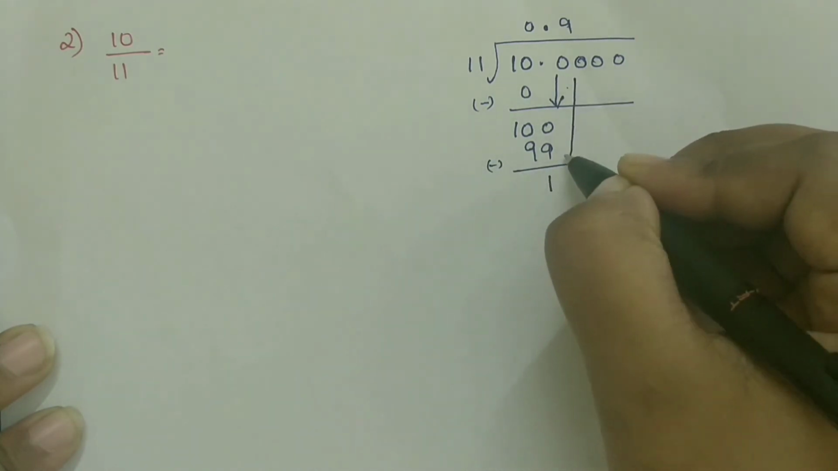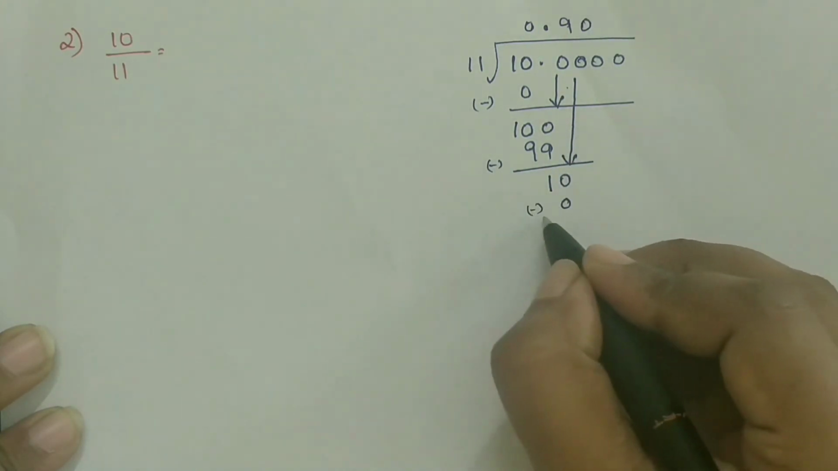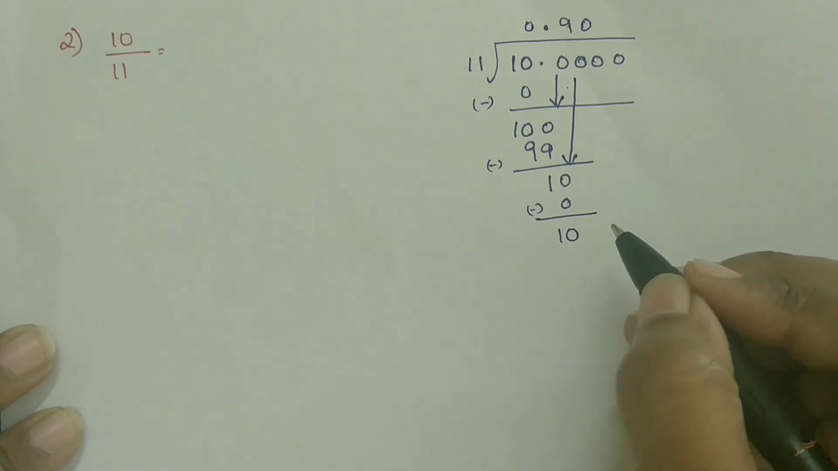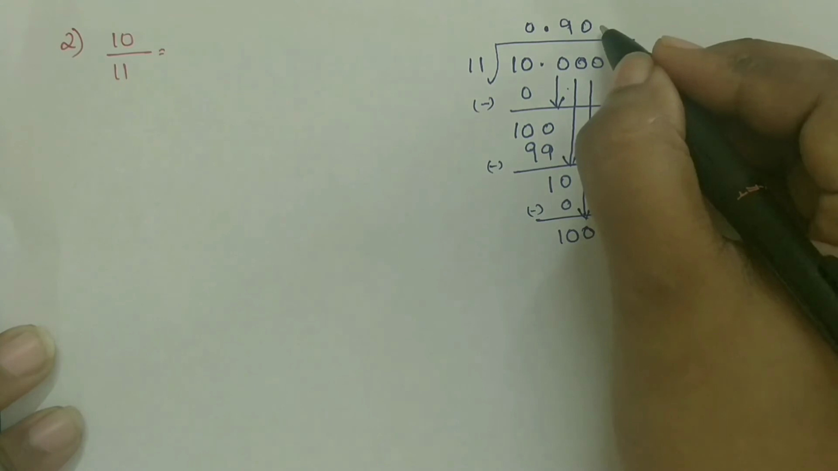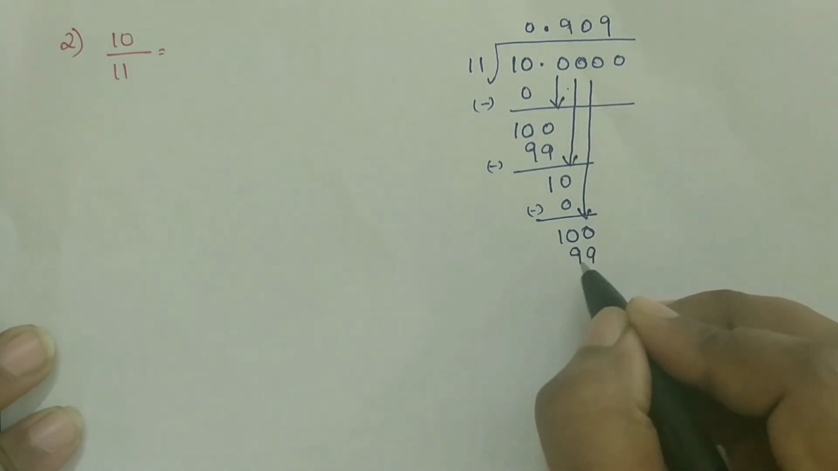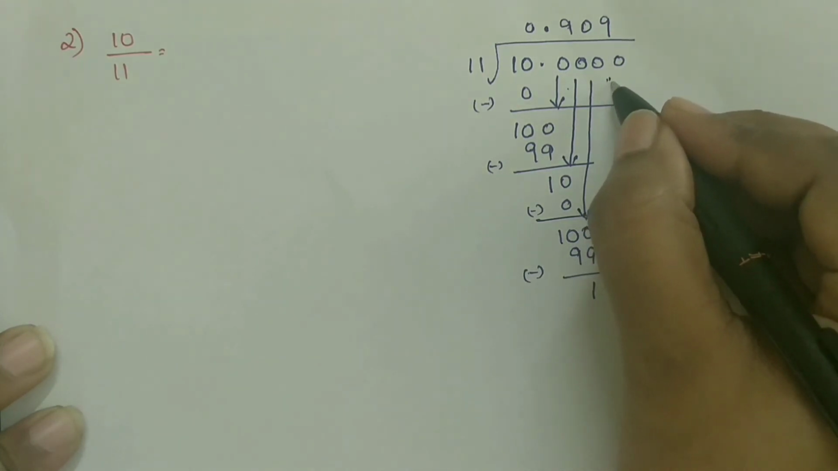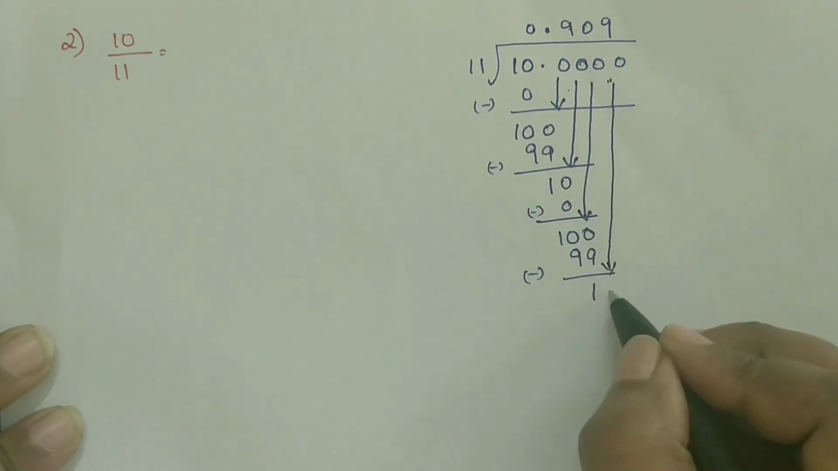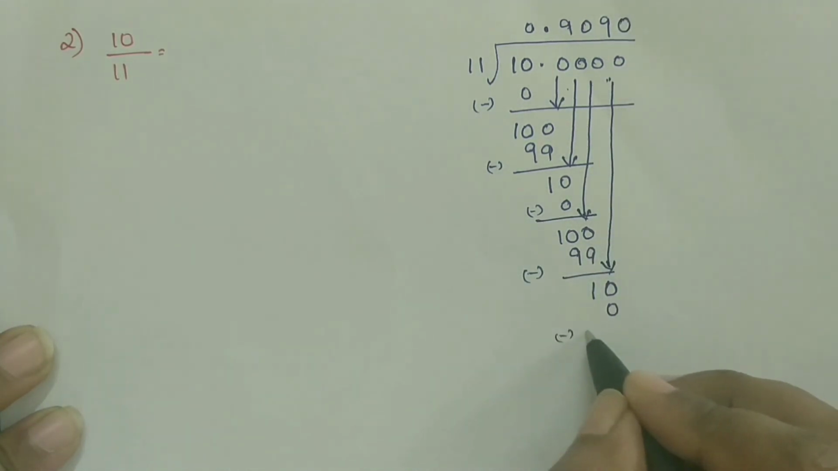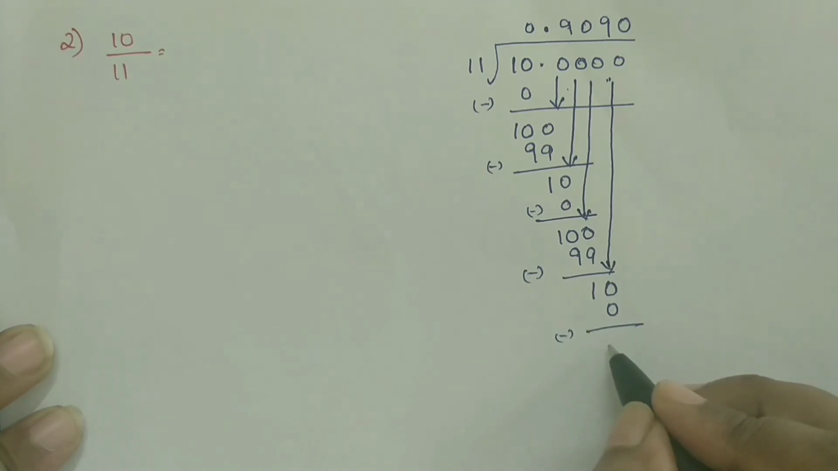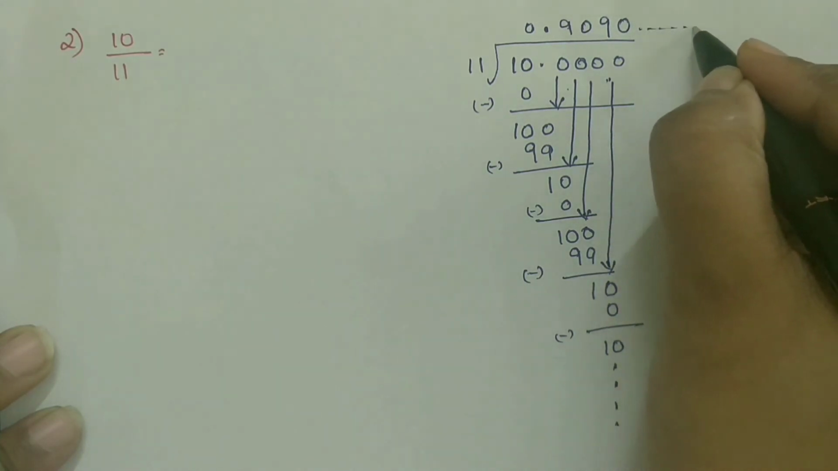Bring down 0. 11 × 0, 0. Difference is 10. Bring down one more 0. 11 × 9, 99. Difference is 1. Bring down one more 0. 11 × 0, 0. Again the difference is 10. So it goes on and it will be repeating.